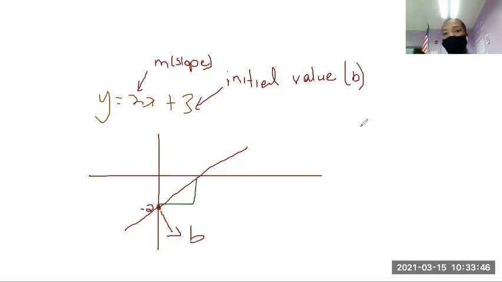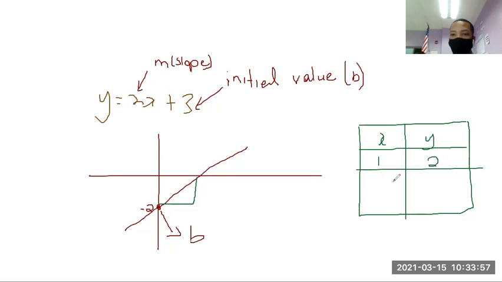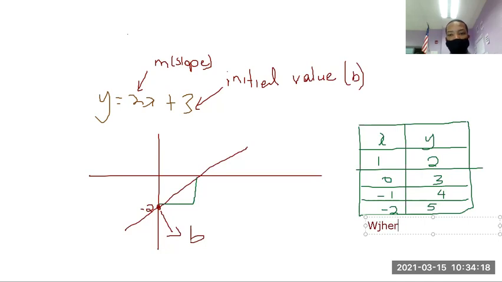Or if we have a table, I'm just showing you all the different ways that we've done this. If you have to go back and watch videos, please go back and watch videos. The table has x values 1, 2, 0, 3, -1, 4, -2, 5. Wherever x is 0, that's the y-intercept. We kind of talked about that before. Where x is 0, the y value is the y-intercept.